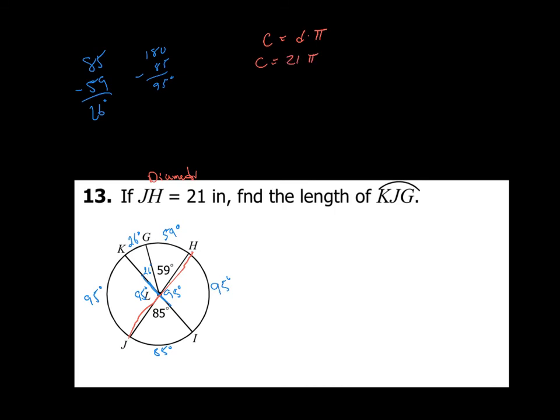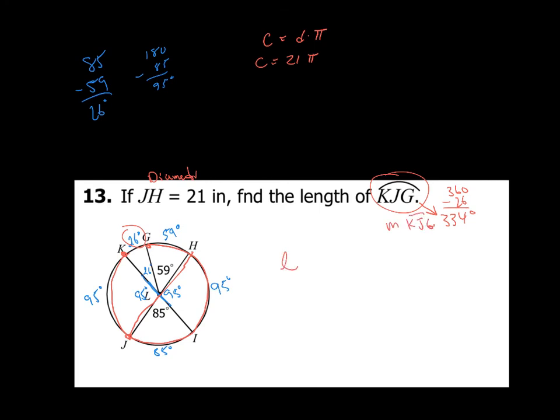That's helpful. Now I want to know the arc measure of KJG. So starting at K, going through J, and ending at G. That's this whole thing right here. So that's going to be 360 minus the only piece that wasn't included, which was 26. When I take 360 and I subtract 26, I get 334. So this is the arc measure, right? That's the measure of arc KJG.